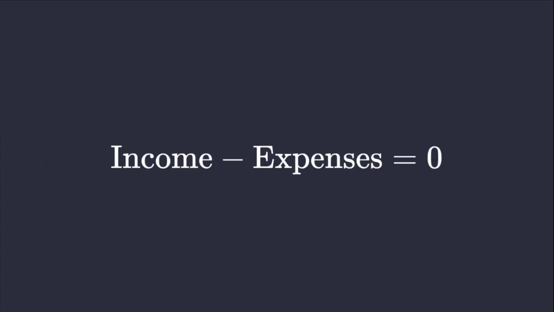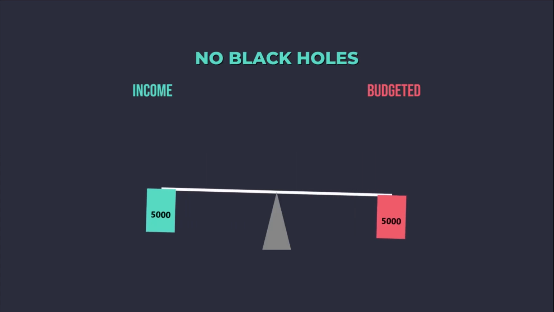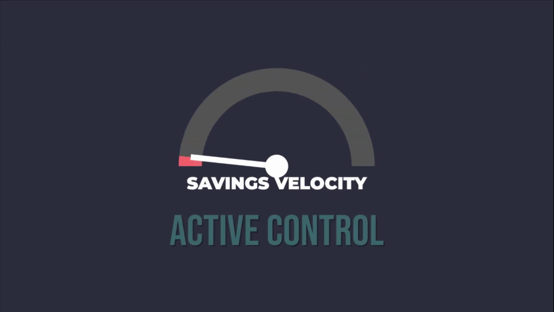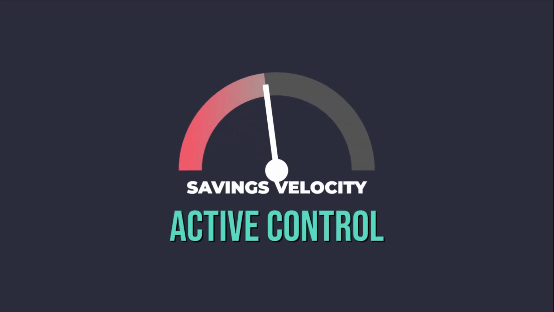This is not tracking past spending, it is assigning future purpose. The fundamental equation is income minus expenses must equal exactly zero. If you earn $5,000, you must budget $5,000. This system eliminates the miscellaneous category, which is often a black hole for discretionary spending. ZBB transforms passive tracking into active financial control, immediately increasing savings velocity and forcing intentional spending decisions.